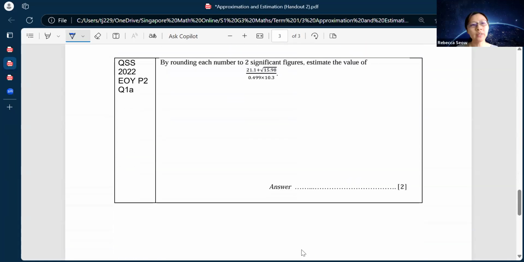Finally, QSS 2022 EOY Paper 2 Question 1A says that by rounding each number to 2SF, estimate the value of. So again, you realize this question is kind of repetitive throughout a few papers. Just be careful and not assume. You might want to underline keywords. Each number to 2SF, estimate. So let's copy down the question.